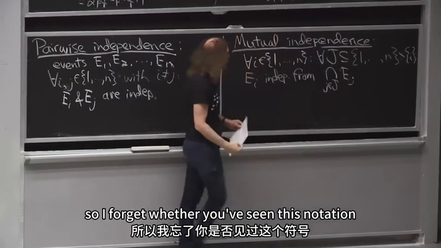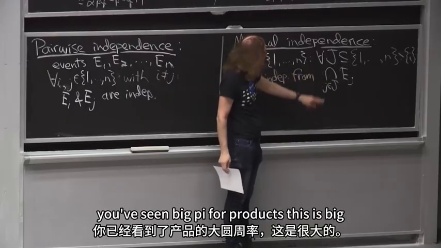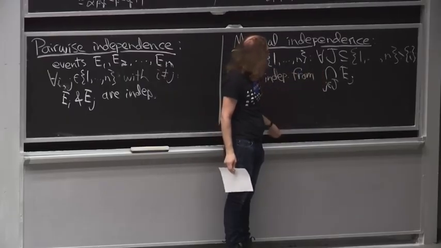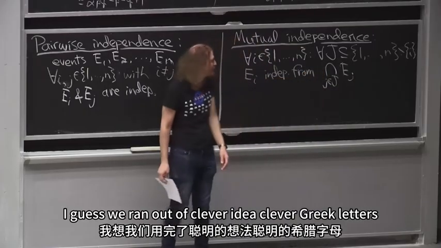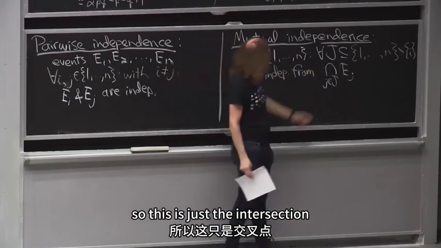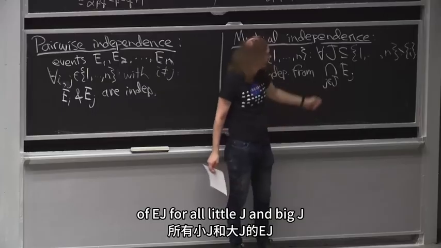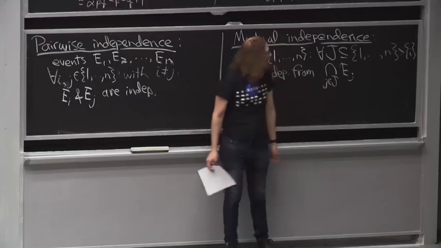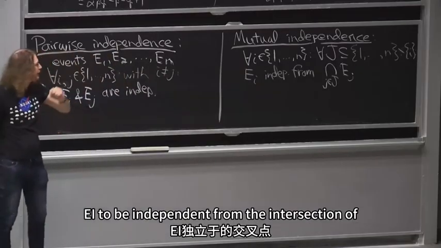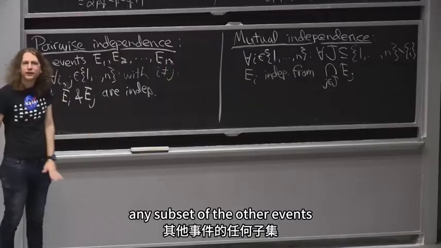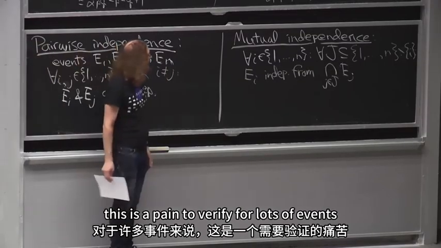So I forget whether you've seen this notation. You've seen big sigma for sums. You've seen big pi for products. This is big intersection for intersection. I guess we ran out of clever Greek letters. So this is just the intersection of Ej for all little j in big J. So we want each event Ei to be independent from the intersection of any subset of the other events. This is a pain to verify for lots of events.